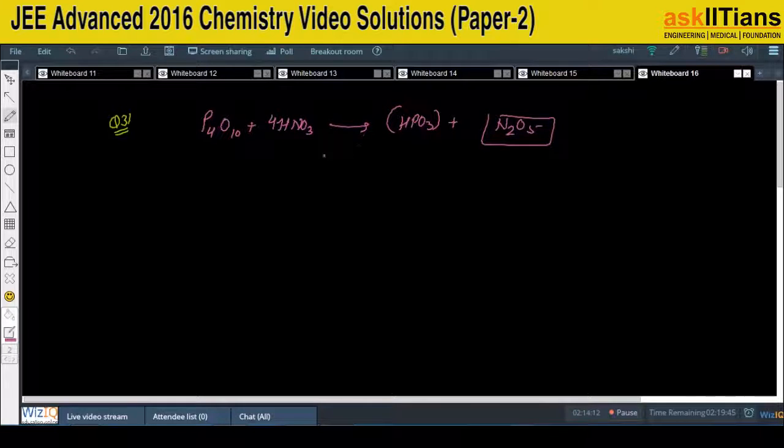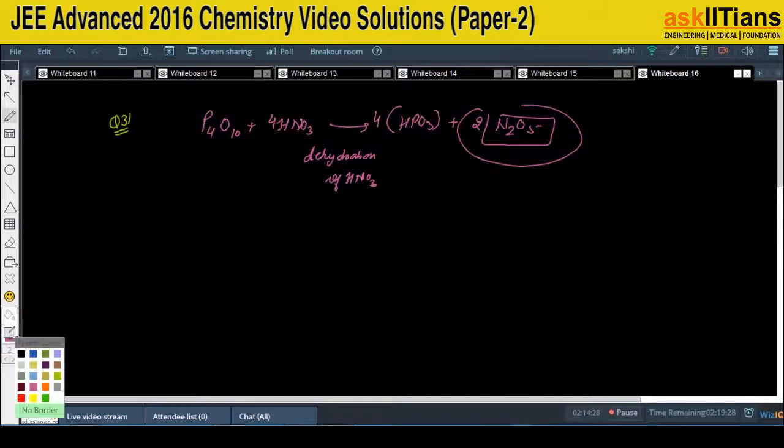dehydration, so what is happening is dehydration of HNO3. Now in this case you will be getting 4 molecules of HPO3 and there will be 2 molecules of N2O5 which will be produced. Now this is the required product. Now let us try to figure out which options are correct.